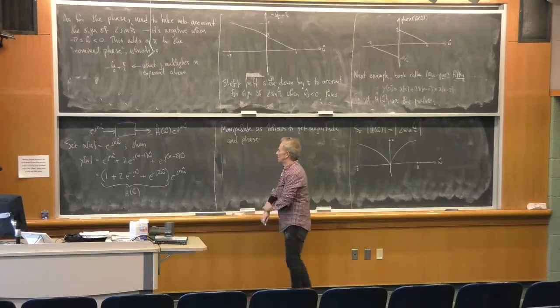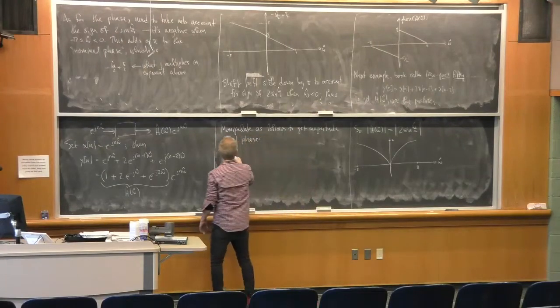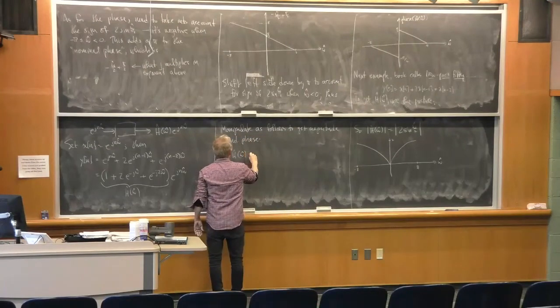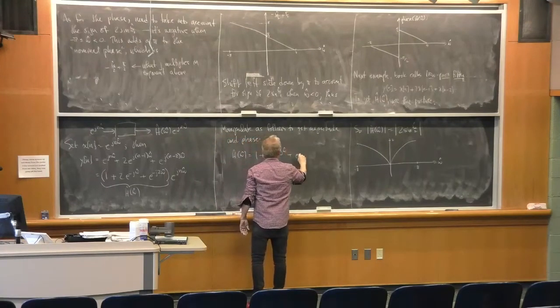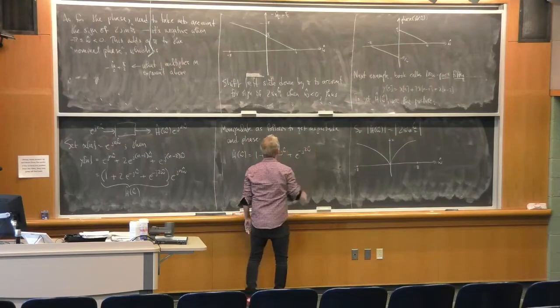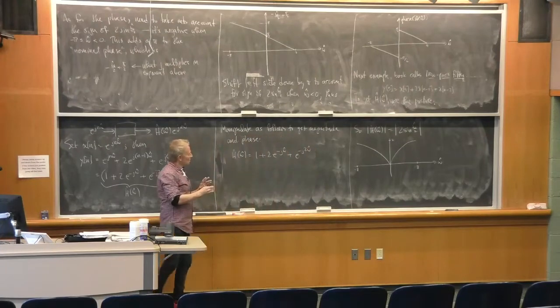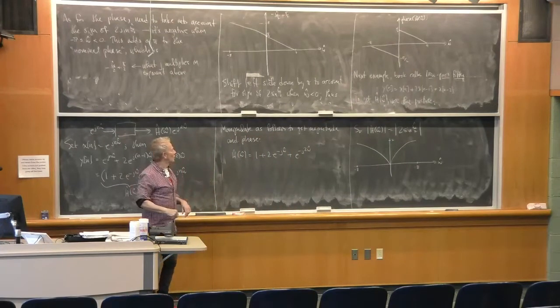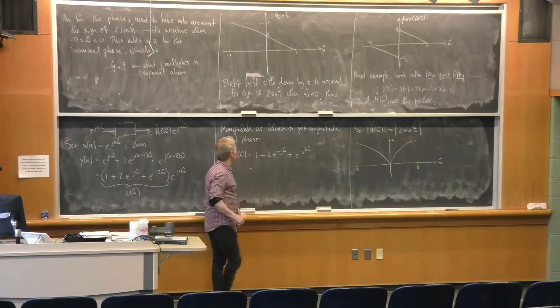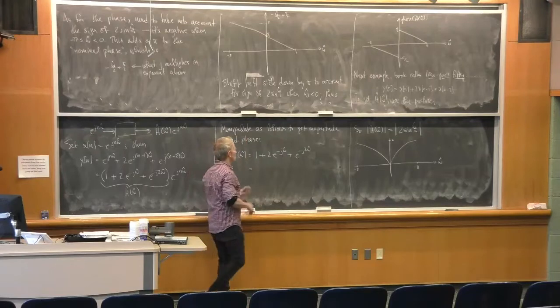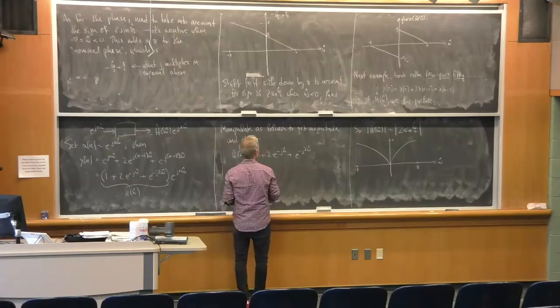All right. So H hat of omega hat is 1 plus 2 e to the minus j omega hat plus e to the minus j 2 omega hat. What do we do? We factor something appropriate out of this right-hand side to make something nice and symmetric multiplying it. So what is that going to be?